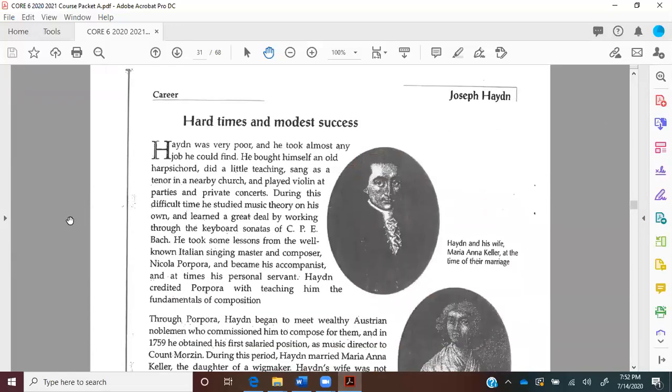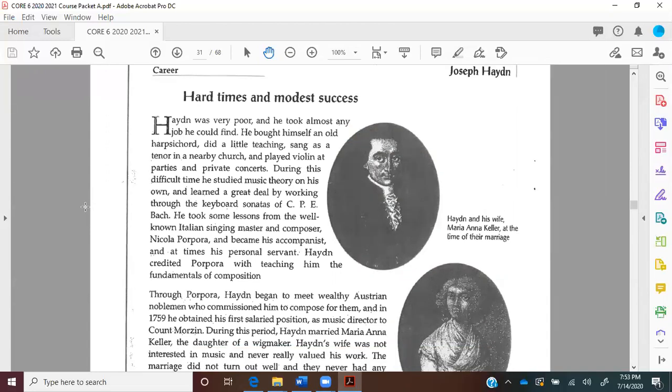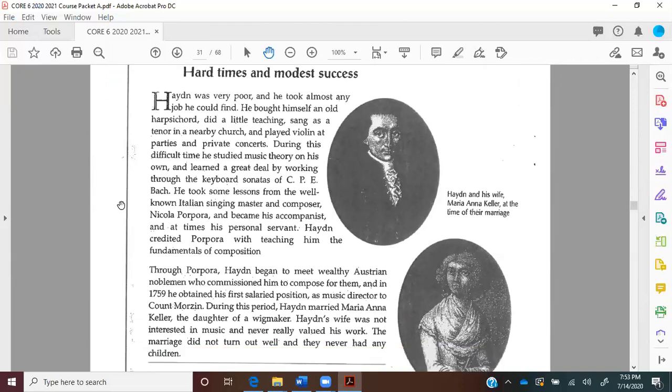All right. Hard times and modest success. Haydn was very poor, and he took almost any job he could find. He bought himself an old harpsichord and did a little teaching, sang as a tenor at a nearby church, and played violin at parties and private concerts. During this difficult time, he studied music theory on his own and learned a great deal by working through the keyboard sonatas of C.P.E. Bach, one of Bach's sons.